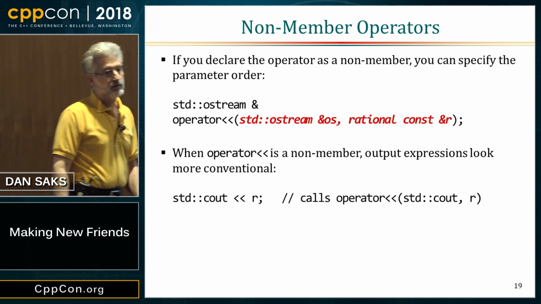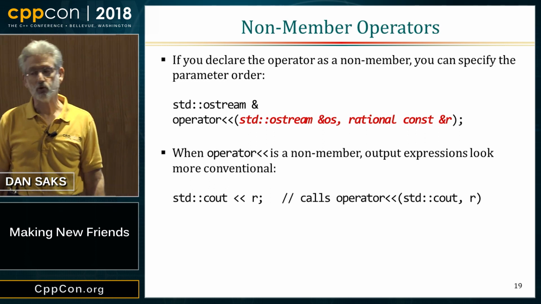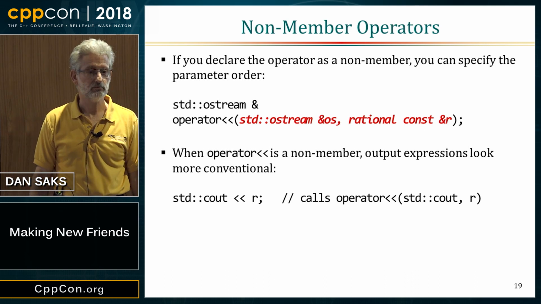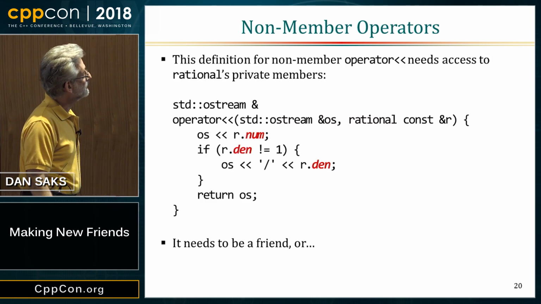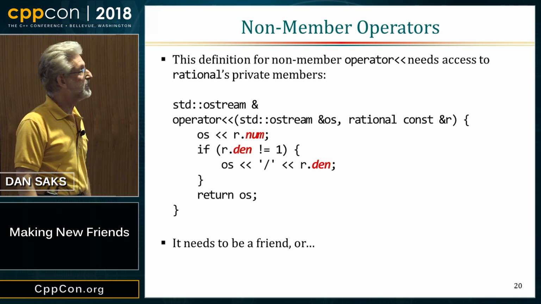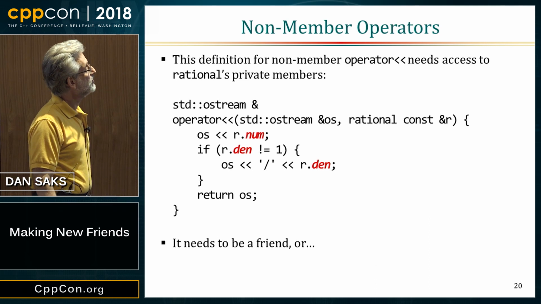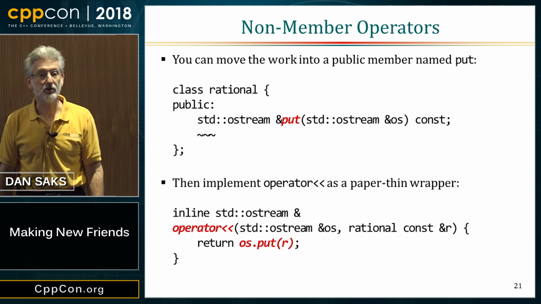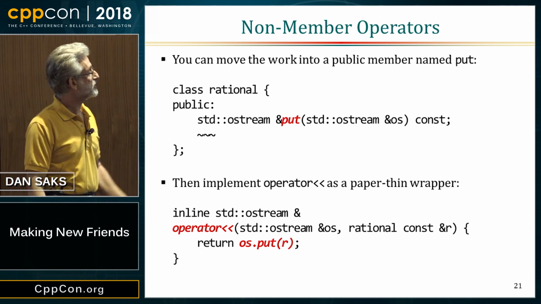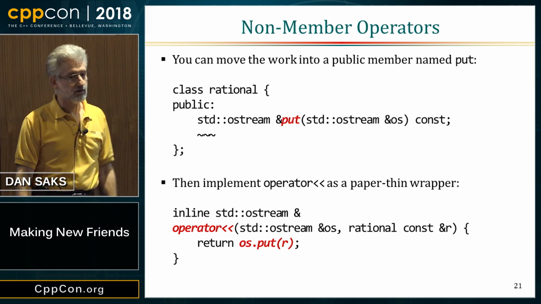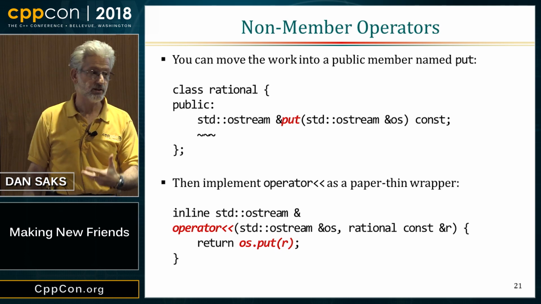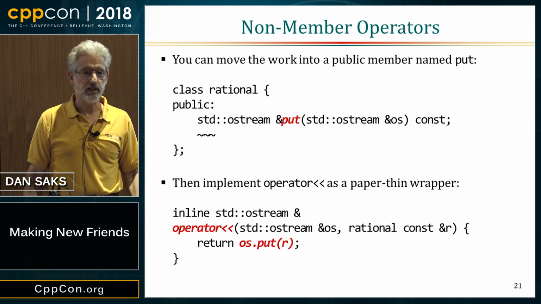So you make it a non-member, but it still needs access to the numerator and denominator of the rational number. So it looks like it needs friendship. Right? There's the implementation. It needs to be a friend. But a common idiom is to go ahead and declare a member function called put, where the invocation looks like the last line just before the curly brace, where you say the output stream dot put rational number. It doesn't look very pretty, but it does the job well.